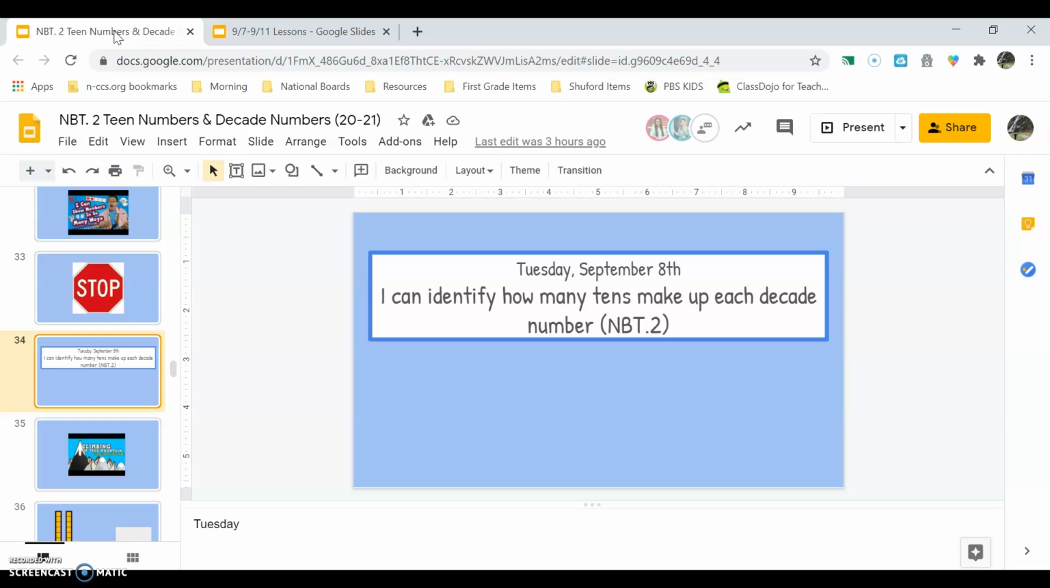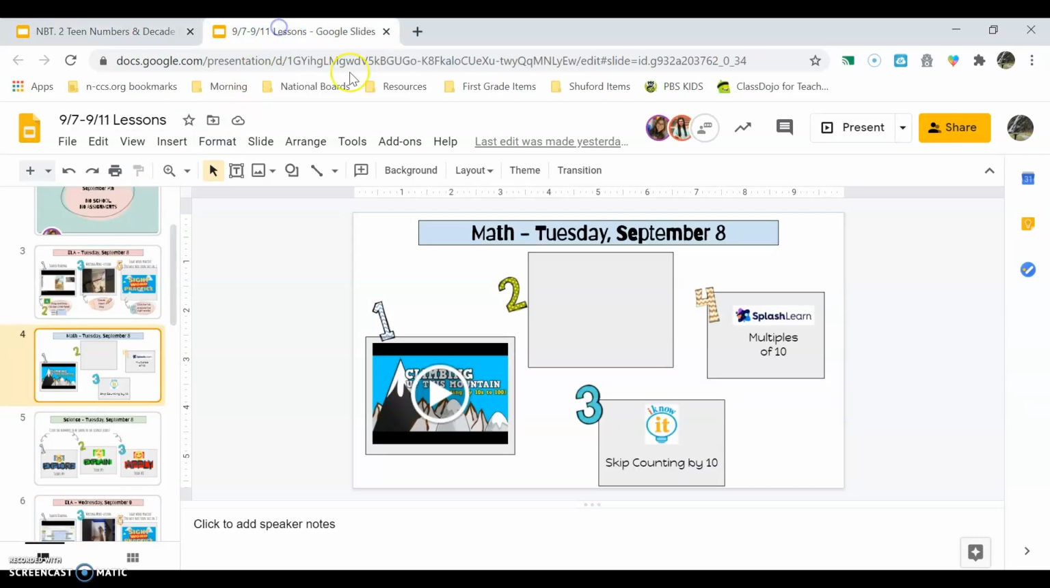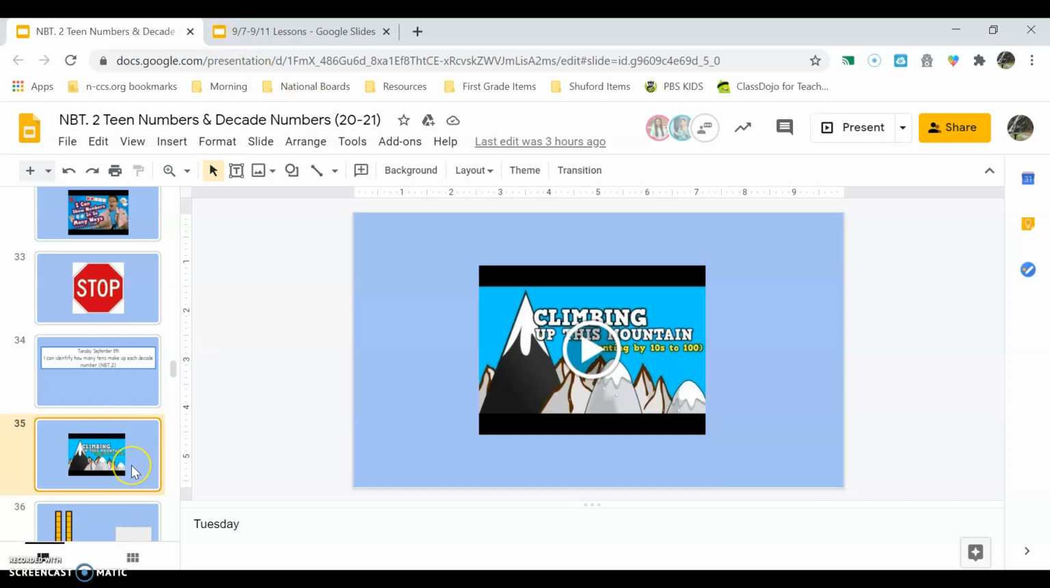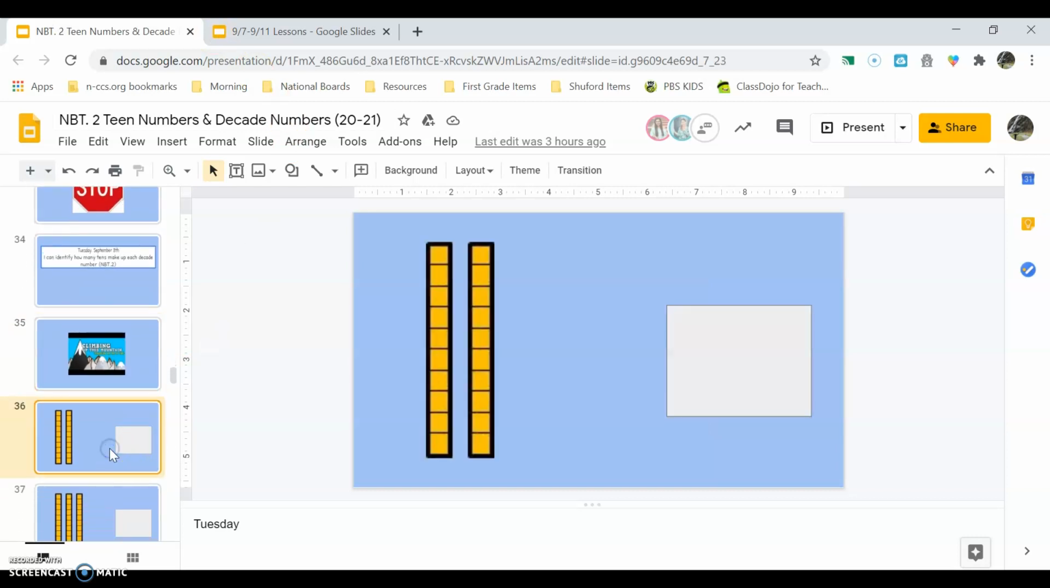Our I can statement for today is I can identify how many tens make up each decade number. So what we're going to do, when you go to today's lessons, you're going to first watch this video, then you're going to watch the video that I upload. Then these are your assignments for today. So our goal today is to identify how many tens make up each decade number.